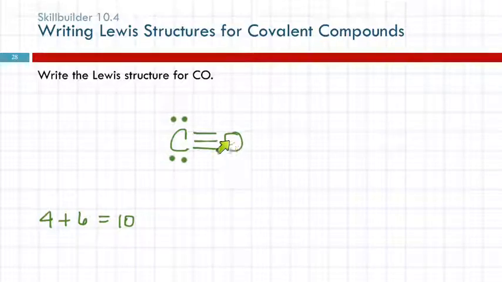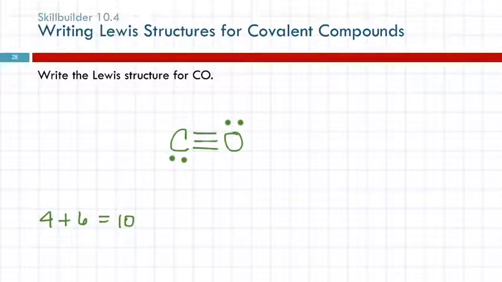Well, this oxygen still has 6, 2, 4, 6, and now this carbon has 2, 4, 6, 8, 10. That carbon has too many. So what do we do? Well, just take one of these pairs and put it over on the oxygen. Again, we're not considering where the electrons came from. We're just moving them around so that everybody gets an octet.